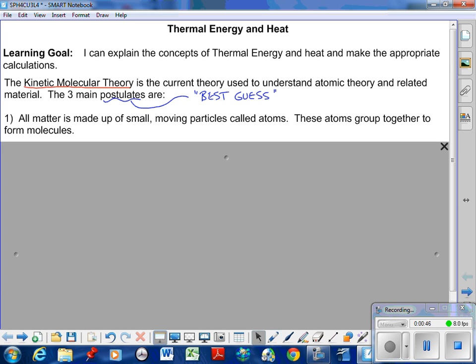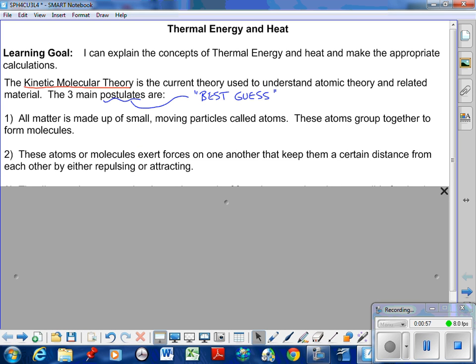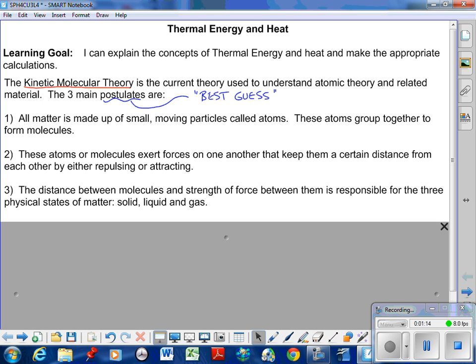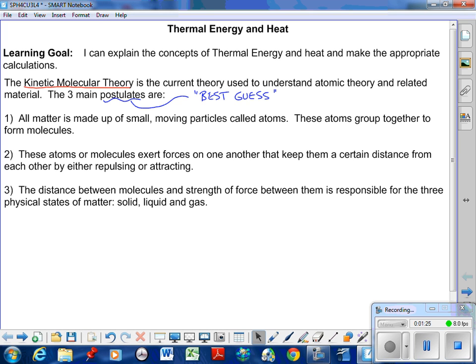So the first one is that all matter is made up of small moving particles called atoms, and when atoms join together, they form what we call molecules. Atoms or molecules exert forces on each other. That means that they have pushes and pulls on each other. And remember, if a molecule is made up of particles, there's negatively charged, positively charged, so they either attract or repel each other. And the third one, the distance between the molecules and strength of force between them is responsible for our three states of matter. I'm going to talk about that and give you an analogy to tie that together so you can better understand it.